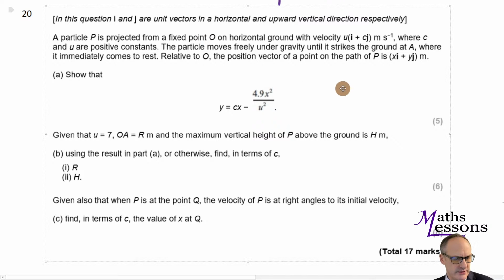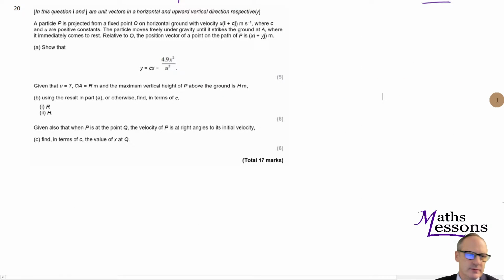Right, I've learned from the mistake. Make sure I'm not muted this time. So I'm just going to zoom out so I can write beside the question.